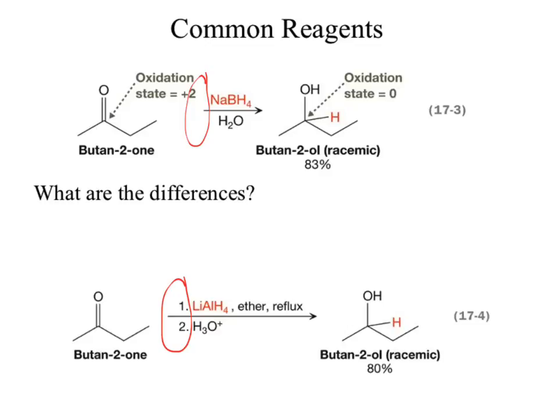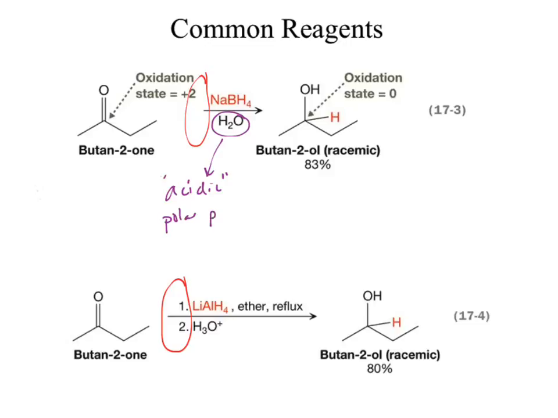How many steps? Sodium borohydride is done in one step. Lithium aluminum hydride is done in two. Okay. What is the solvent for sodium borohydride? Water. What can you tell me about water as a solvent? I heard acidic. It's a little bit overstated there. It is polar protic, so it does have the potential for acidic hydrogens.